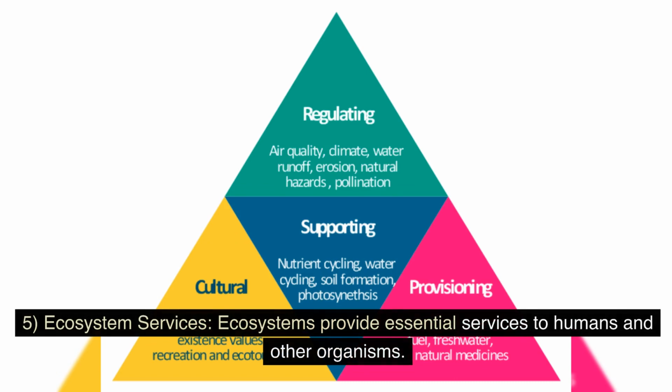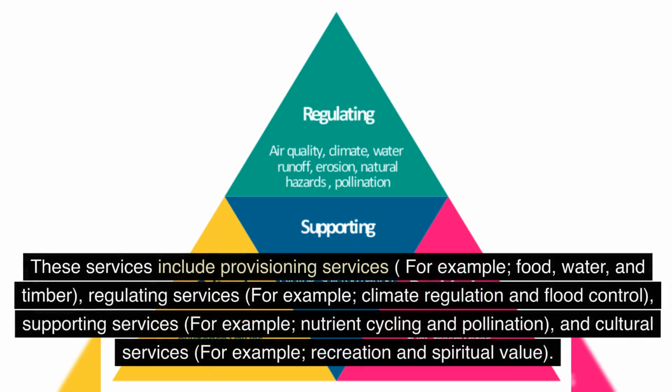5. Ecosystem services. Ecosystems provide essential services to humans and other organisms. These services include provisioning services, for example, food, water, and timber, regulating services, for example, climate regulation and flood control, supporting services, for example, nutrient cycling and pollination, and cultural services, for example, recreation and spiritual value.